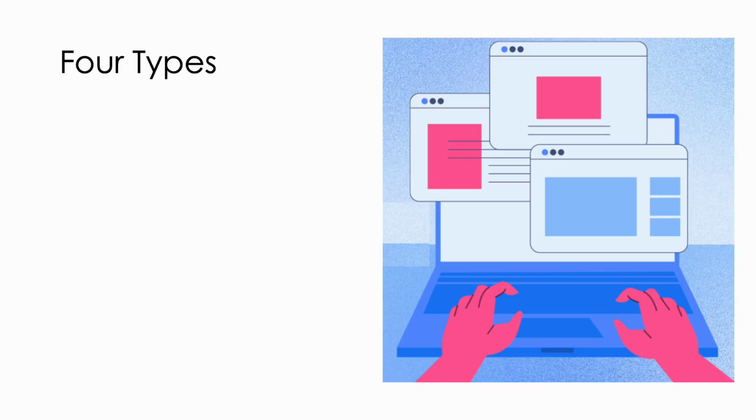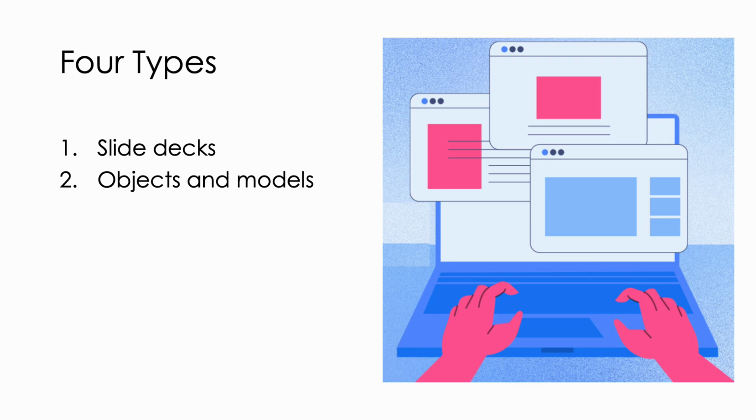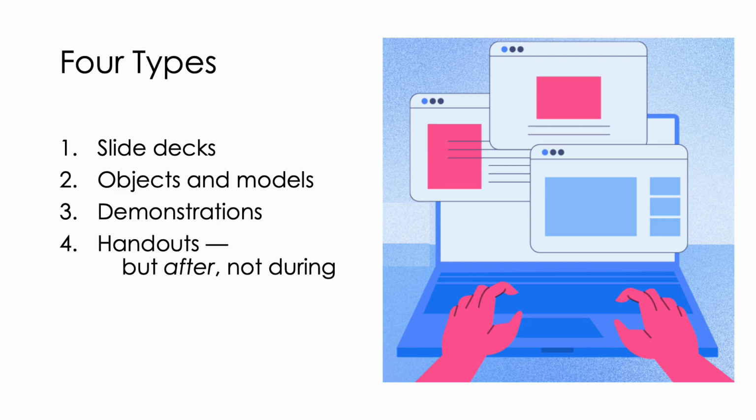There are four types of visual aids we cover in this course. Slide decks, and this is what most people think of first, and we're going to spend most of the time here. A well-designed slide deck supports your speech without replacing it. Objects and models, demonstrations, and handouts. So let's cover each of those.